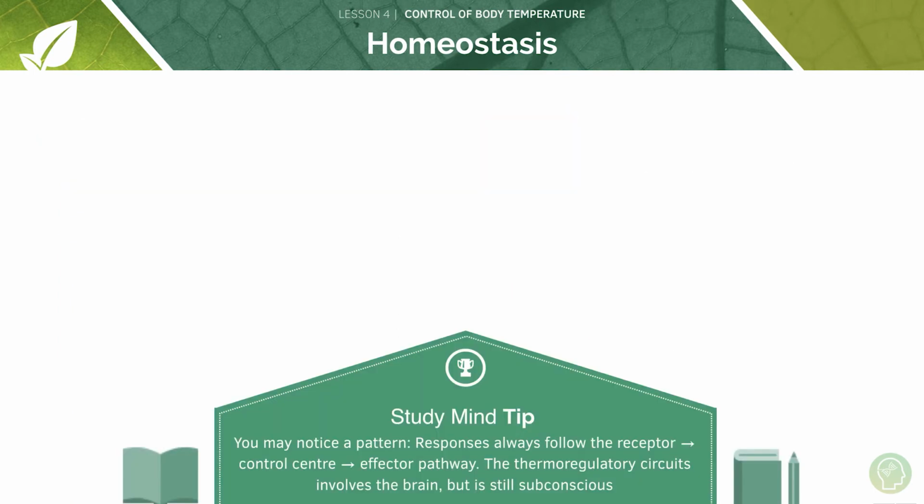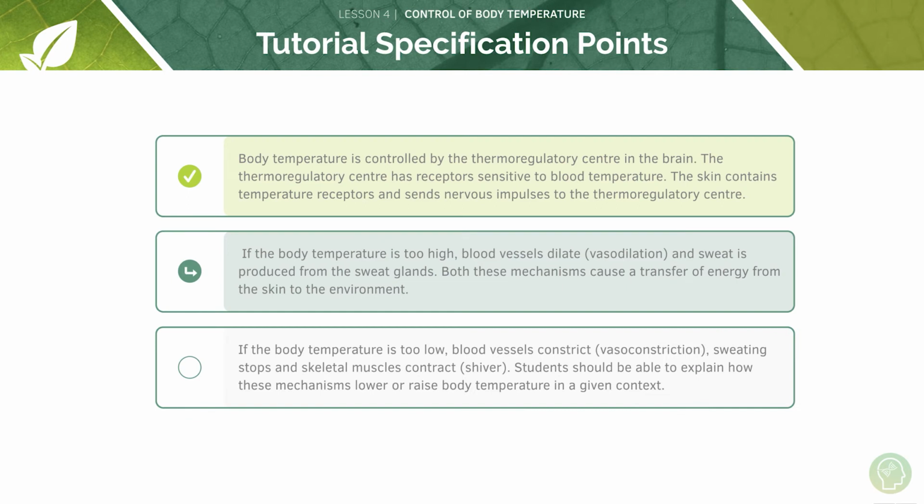So you may notice a pattern. Responses always follow the receptor, control centre, effector pathway, and we explored this in the first tutorial in this series on the nervous system. And the thermoregulatory circuit is no different. It involves the brain, but just keep in mind that this is still subconscious, so it's not being processed consciously. You're not aware of your own body temperature changing, and you're not aware of carrying out effector mechanisms to regulate your body temperature.